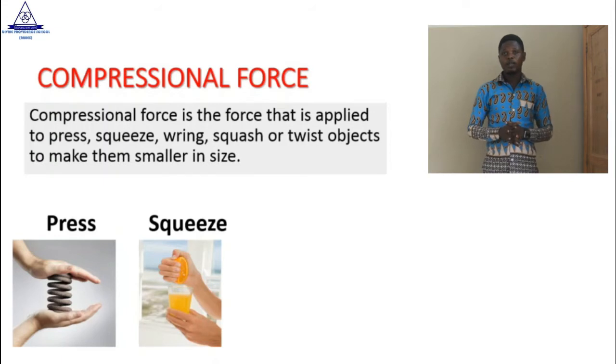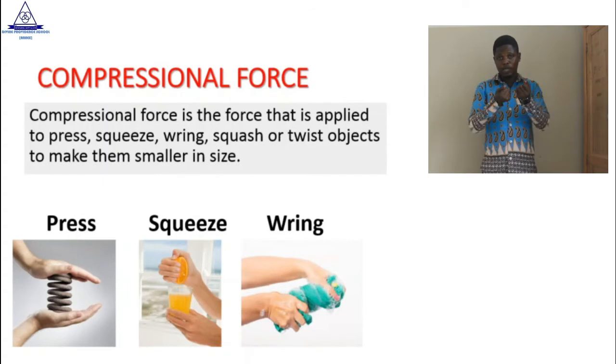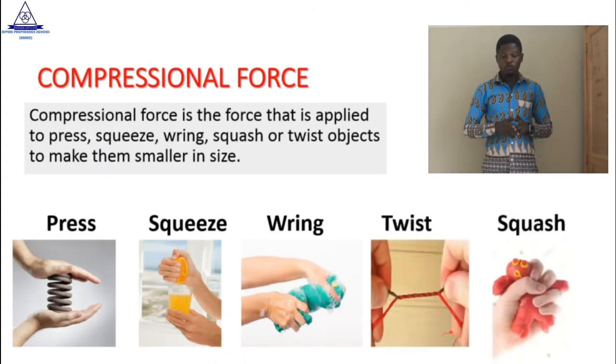Now let's come to another one. Wring. When you wash your clothes and you want the water to come out from the clothes, what action do you normally do? That action is what we call to wring. So that the water will just come out from it. You get it. Now let's go to the last one. Twist or squash. You can see it on the screen. So look at all of them on the screen.